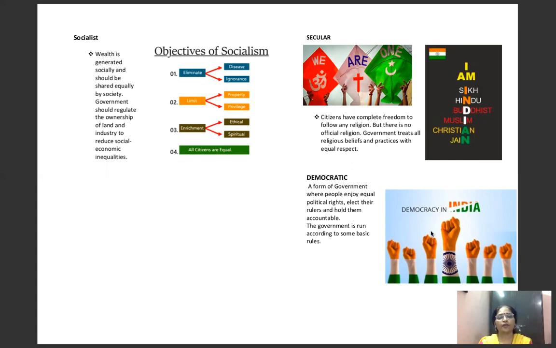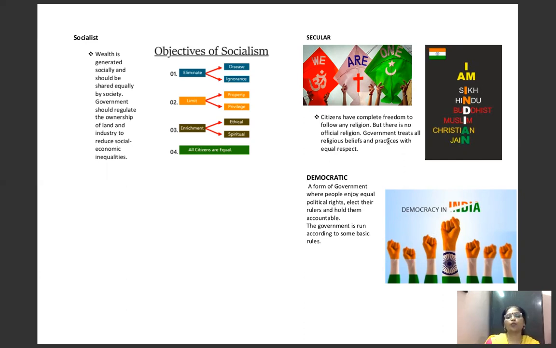Okay? Enrichment can be ethical or spiritual. When we talk of ethics, naturally we mean moral values. Spirituality doesn't mean religion, but again, it is the values, the morality of human beings. And all these lead to one main factor, and that is that all citizens are equal.